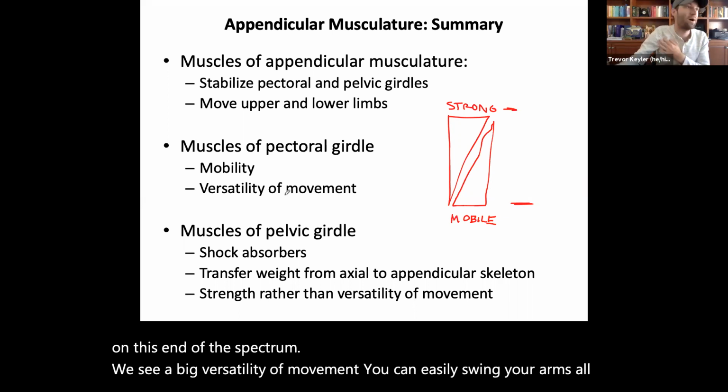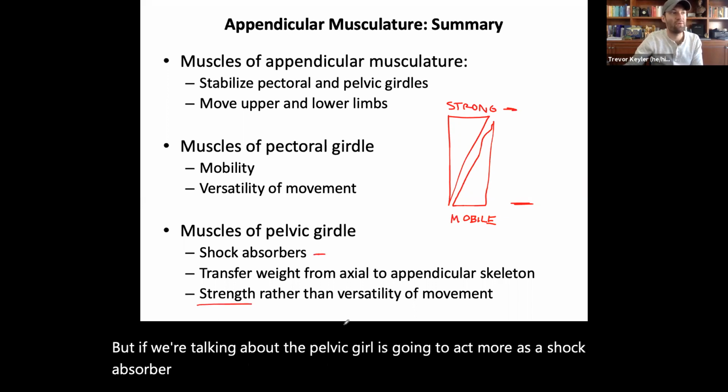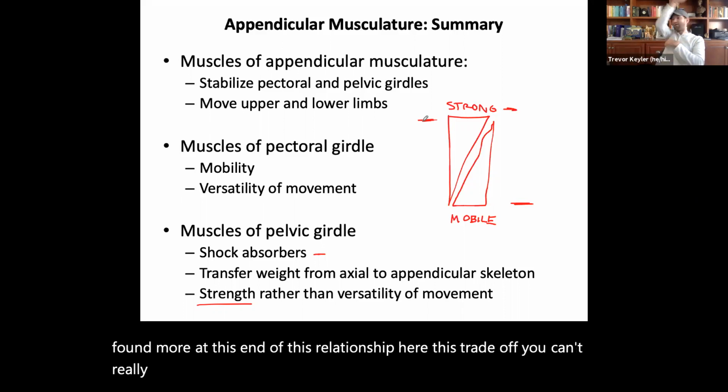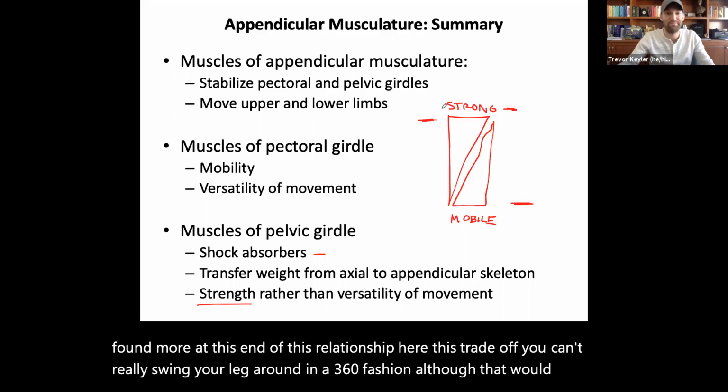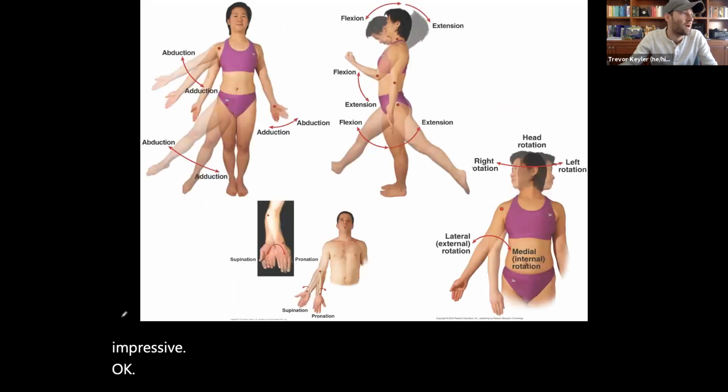But if we're talking about the pelvic girdle, it's going to act more as a shock absorber and give us strength rather than versatility of movement. So we're going to be found more at this end of this trade-off. Okay? You can't really swing your leg around in a 360 fashion, although that'd be really impressive. Okay. Hide my pen now and get my arrow back.